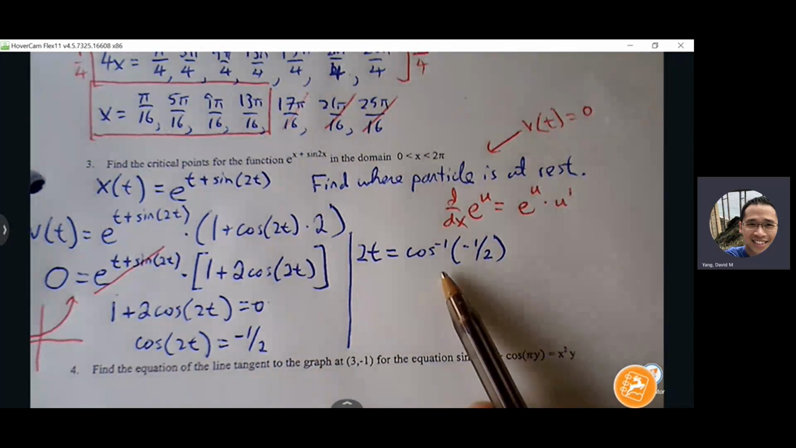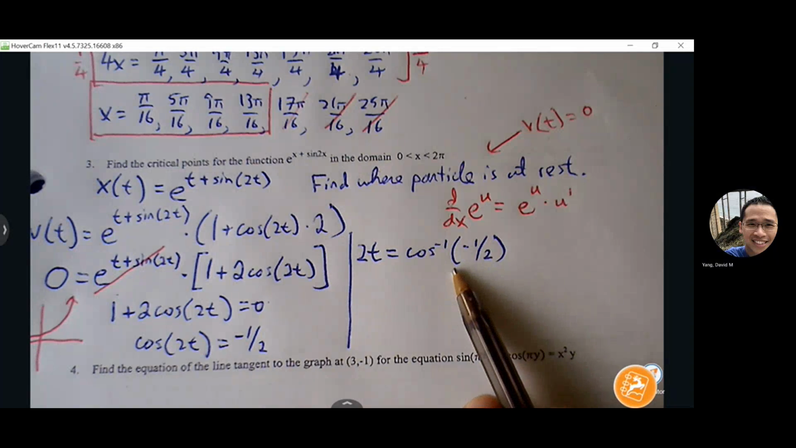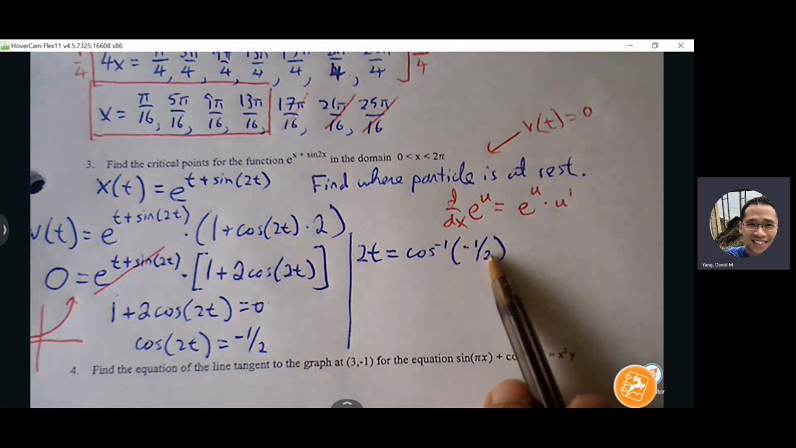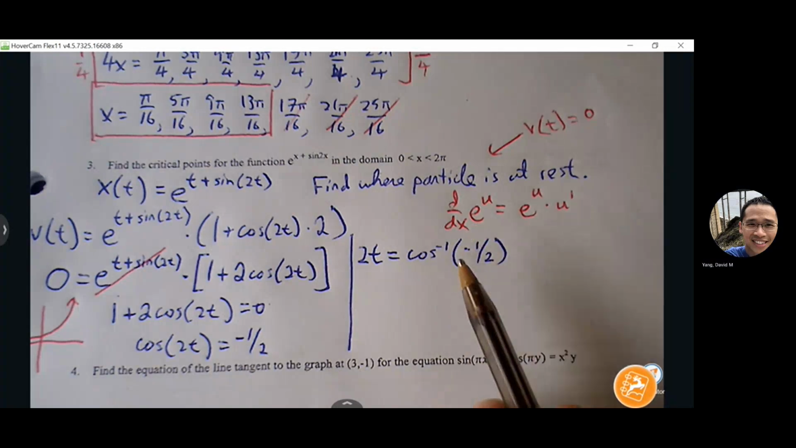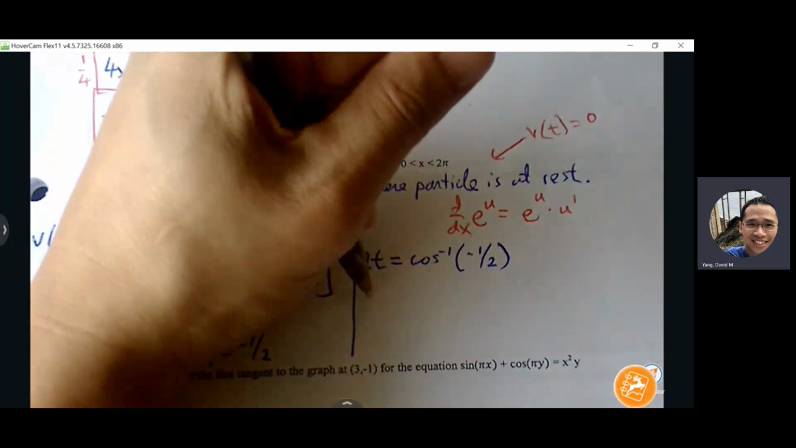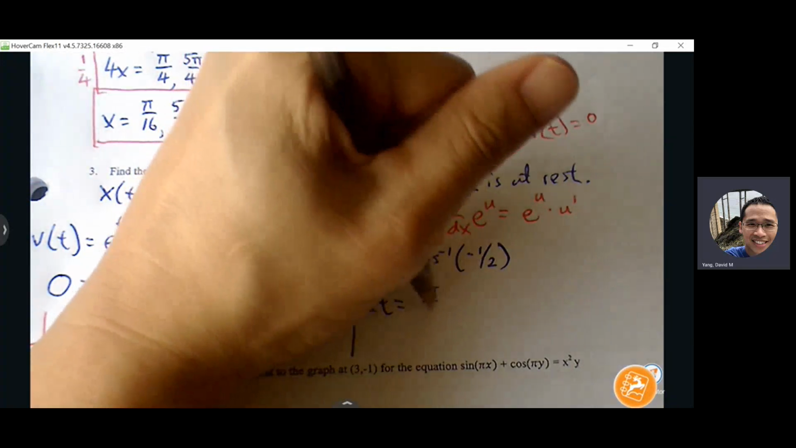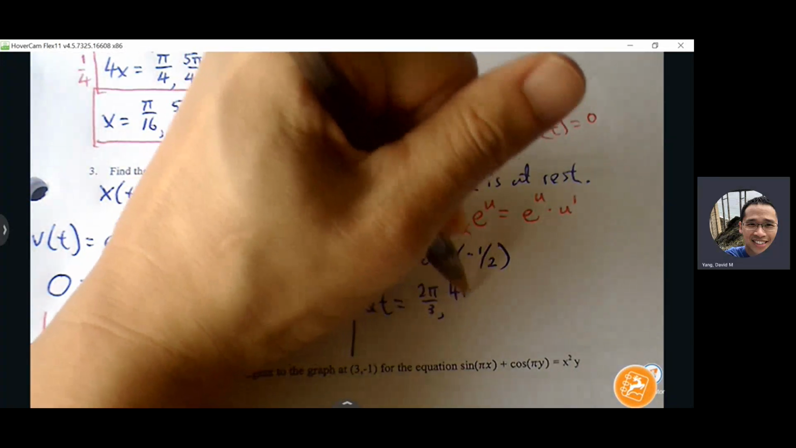Okay, so think about your unit circle values here. Where is cosine going to be negative? Which quadrants? Second and third, right? In what family? Pi over 3, right? So we'll list out the pi over 3 family in the second and third quadrant. You got 2 pi over 3. You have 4 pi over 3.